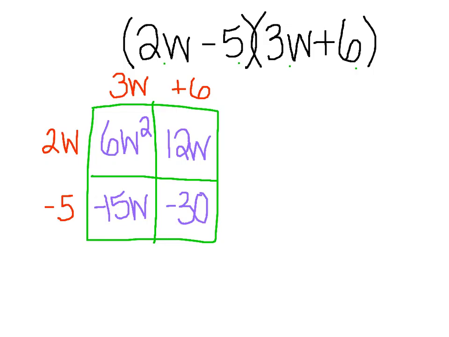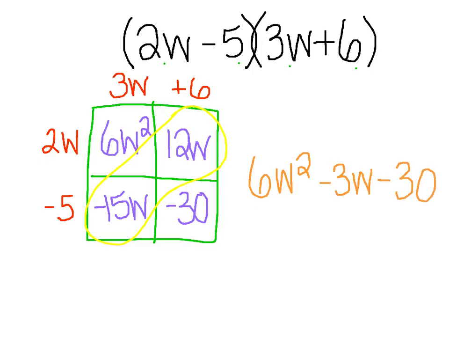Again, we see that our diagonals line up, so we know our final answer is going to be 6w squared. Negative 15 plus 12 is negative 3w minus 30. If you got this correct, then you understand how to do the box method.